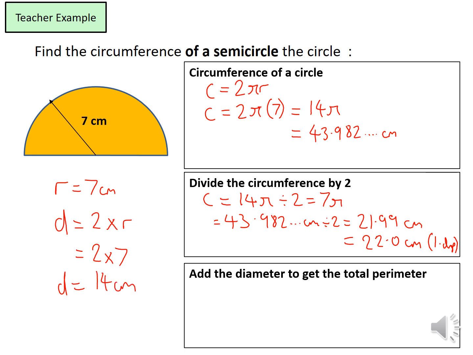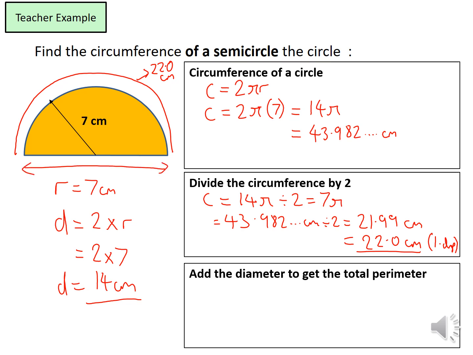Okay, we already got the circumference of the semicircle, which is 22 centimeters, and you got your diameter is 14 centimeters. You add them together. Remember, this is your circumference of the semicircle, which is 22 centimeters, and this is your diameter of 14 centimeters. So 22 centimeters plus 14 centimeters will give me the total perimeter of 36 centimeters.